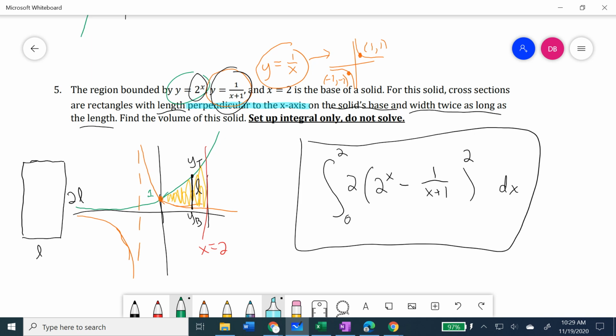The exponential functions cross the y-axis at y equals 1. Now, when you go to graph y equals 1 over x plus 1, you want to realize that that's the graph of y equals 1 over x moved left 1 unit.